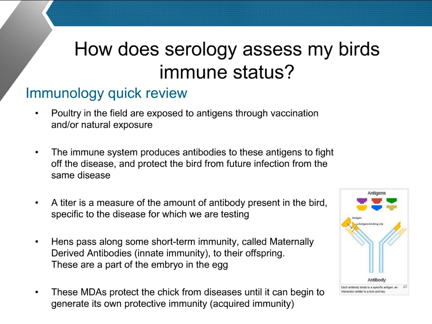One important note is that hens pass along some short-term immunity called maternally derived antibodies or innate immunity to their offspring. This is passed along in the egg to the chicks as fully formed antibodies, and these protect the chick from diseases until the chick can begin to generate its own protective immunity or acquired immunity, which typically takes a few weeks.